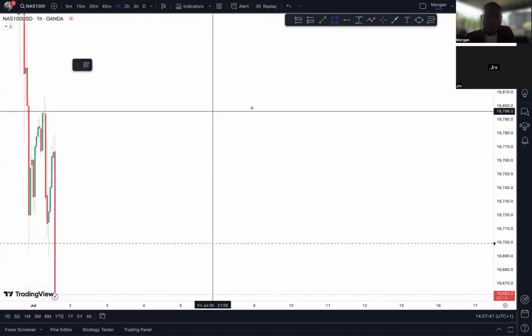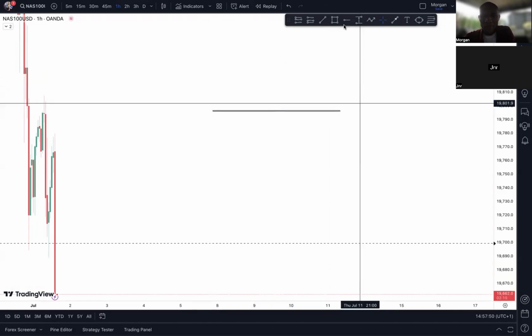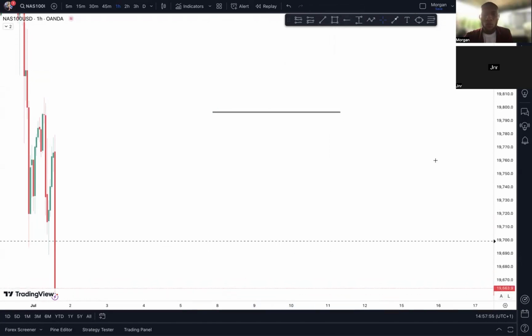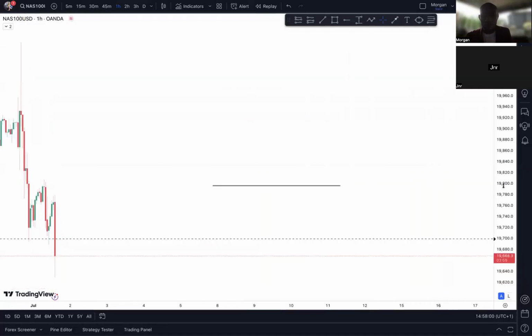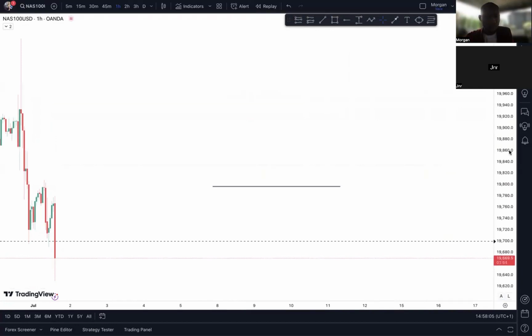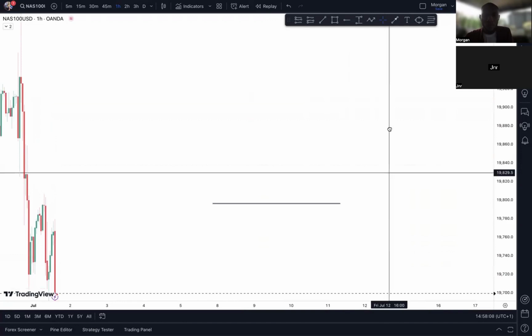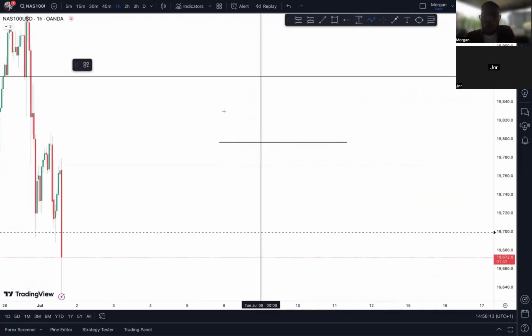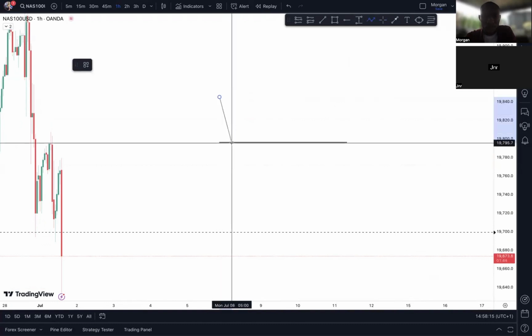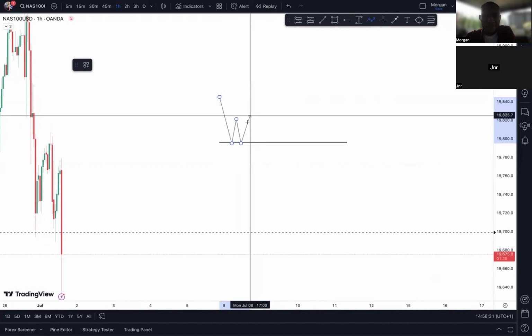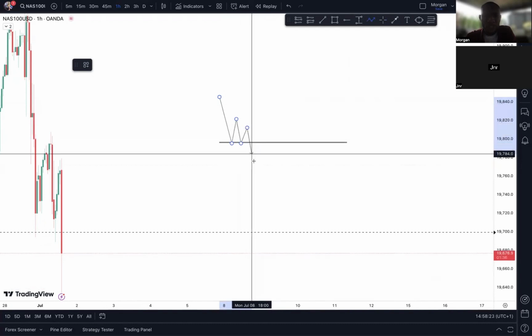I say we have a level here, right? Then price comes to this level. Okay. So we have a level here. Let's say price comes to this level, gets this zone, comes here again, gets this zone, and then eventually price ends up breaking this level, right?